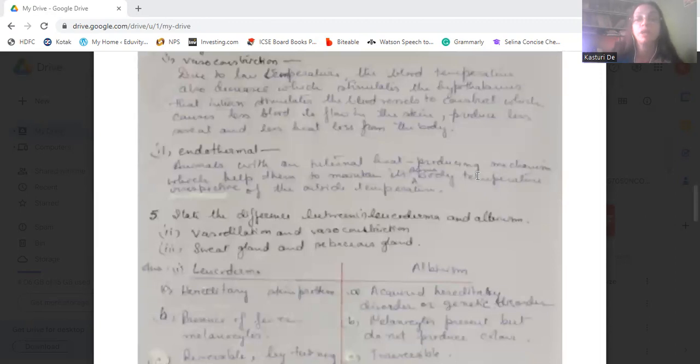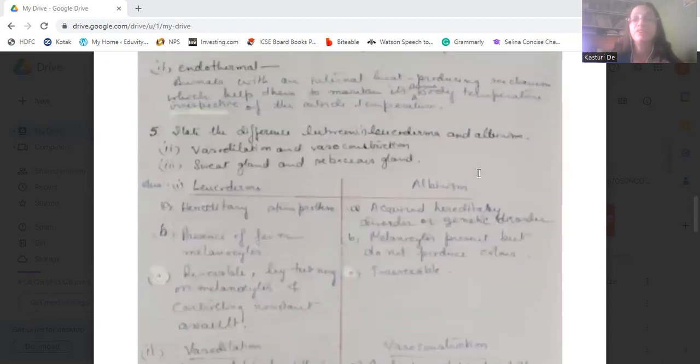Now endothermal. Endothermal animals have an internal heat producing mechanism which helps them maintain their original body temperature. Irrespective of the outside temperature, whatever it may be, there is a mechanism in the body which produces body heat.